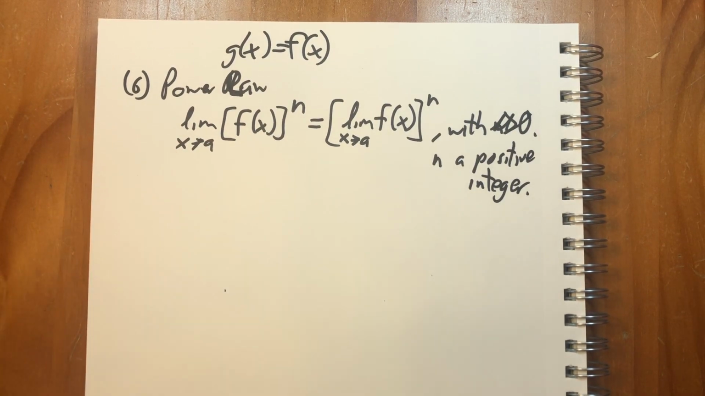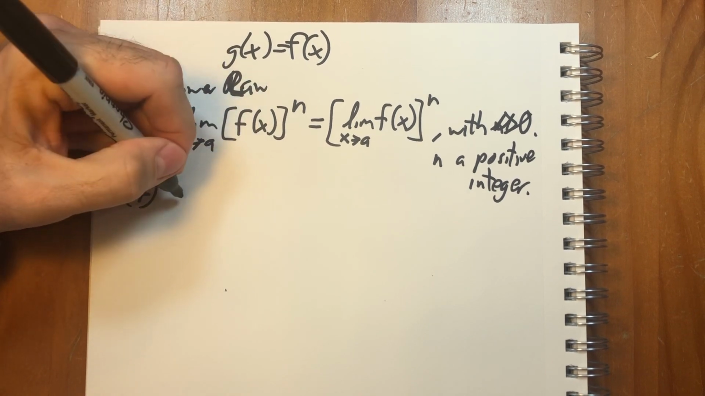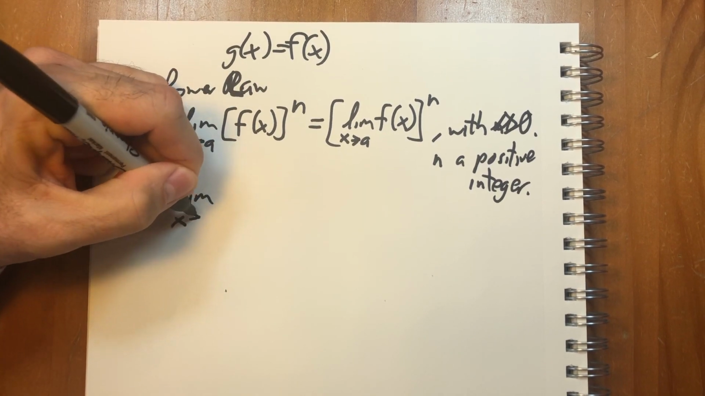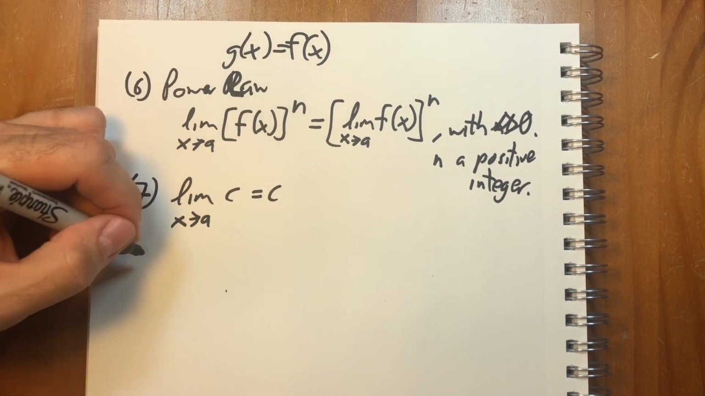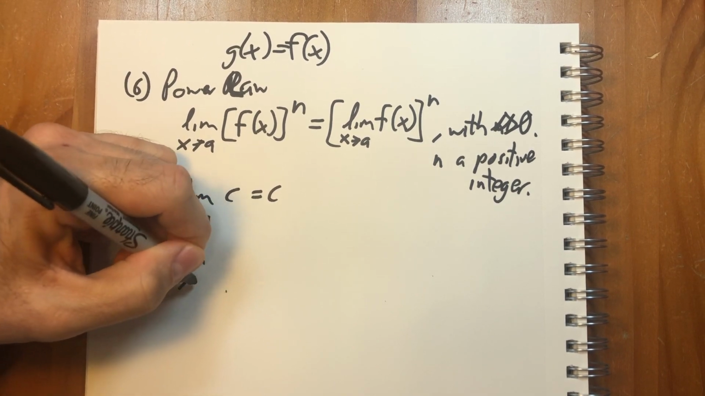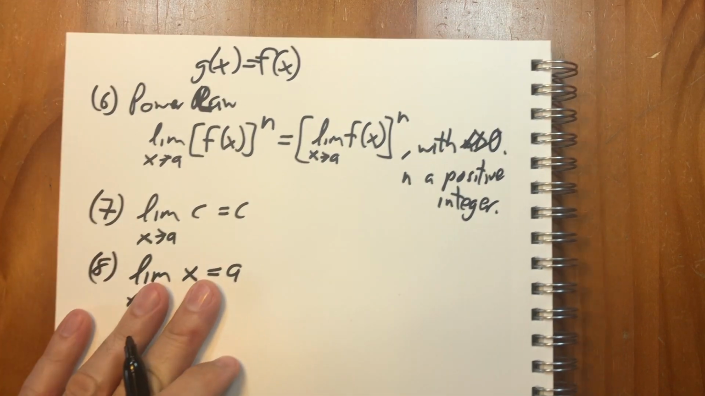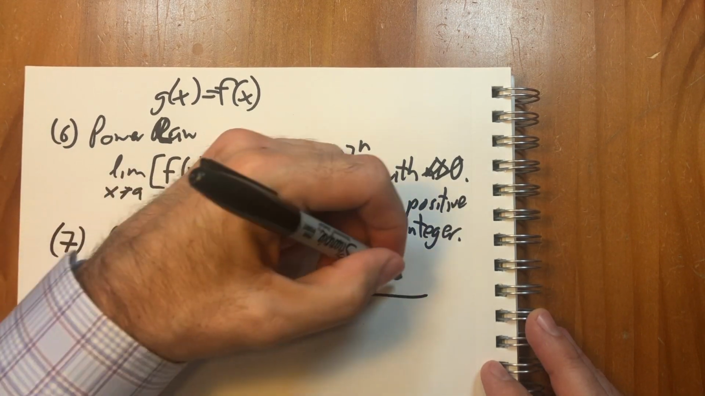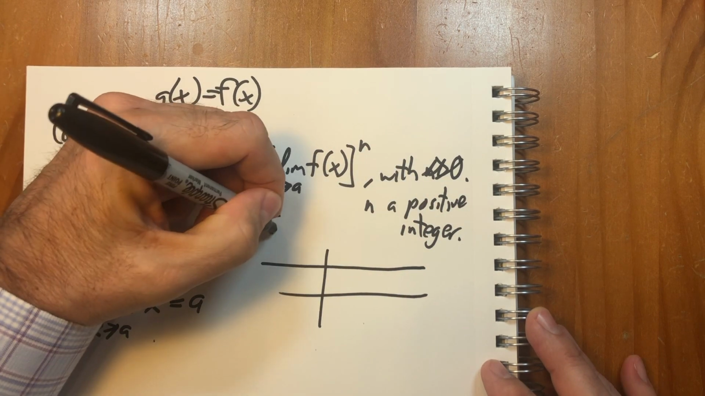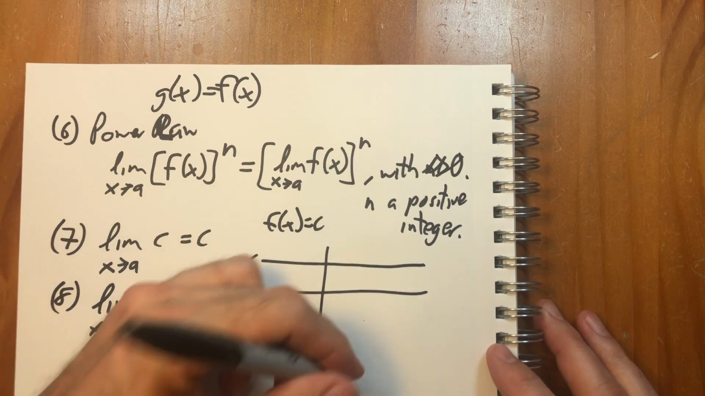To use these rules effectively, we need two more special limits: the limit as x approaches a of a constant equals the constant, and the limit as x approaches a of x equals a. Both of these are obvious. If you just draw a graph of the function c, then obviously no matter what x is, it's going to approach c, right?